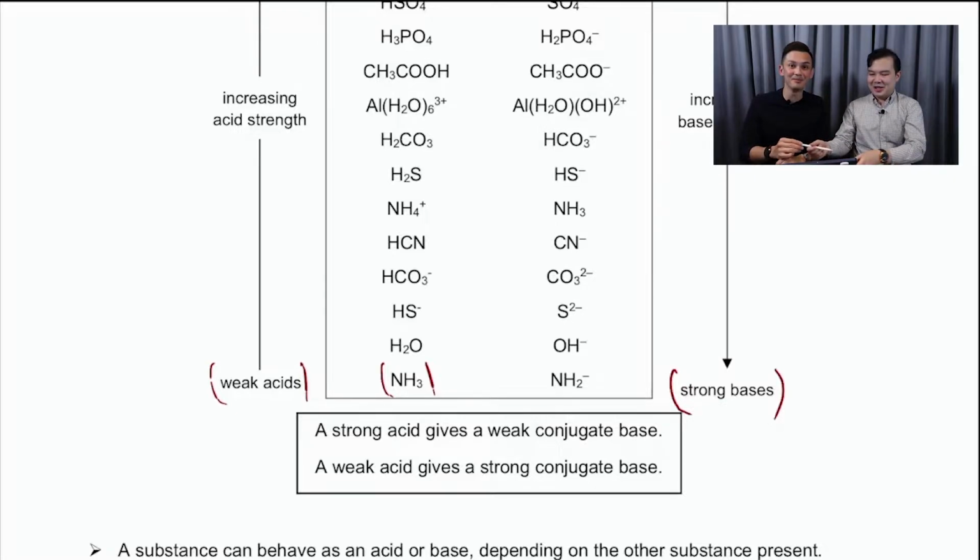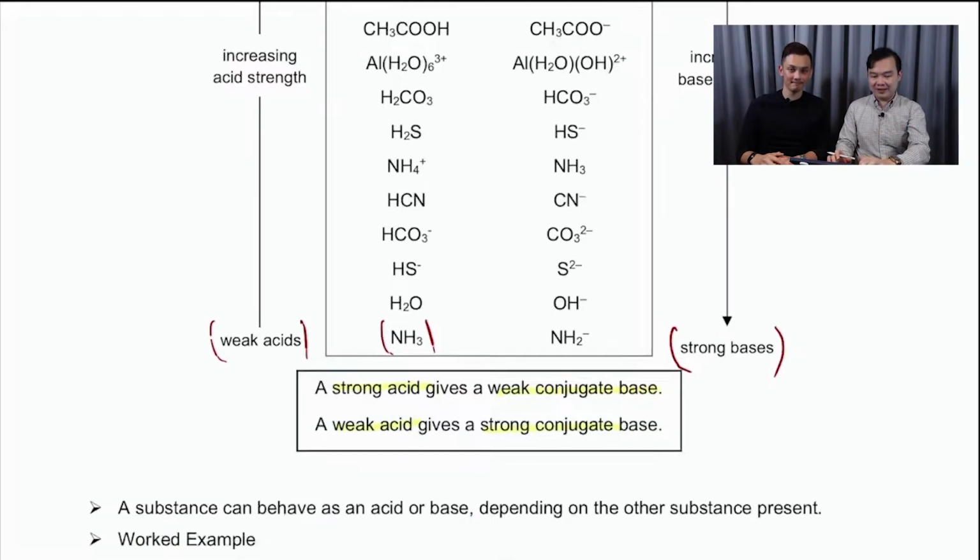What is the relationship? If I zoom into the box over here, you'll notice that if you start off with a strong acid, you will always end up with a weak conjugate base. And of course, the converse is true. If you start off with a weak acid, you're going to end up with a strong conjugate base. This will work for a weak base and a strong base as well.